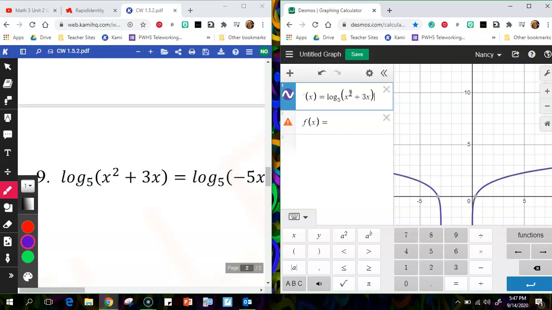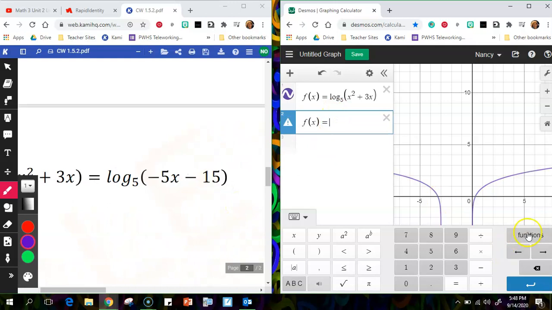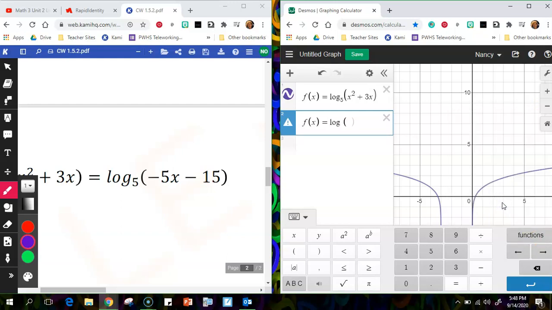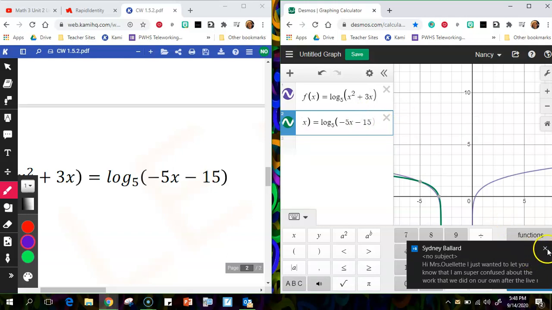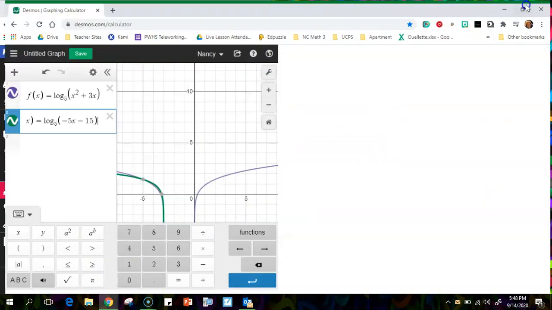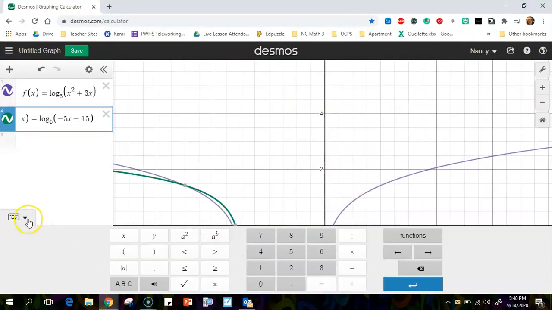This is going to be another one like the one we just did a while ago, or similar. Okay, and then this one's also log base 5, functions, miscellaneous, log base 5, in parentheses, negative 5x minus 15. All right, let me close my parentheses. Let's see, I'm going to make this bigger. I need to see if these actually intersect.